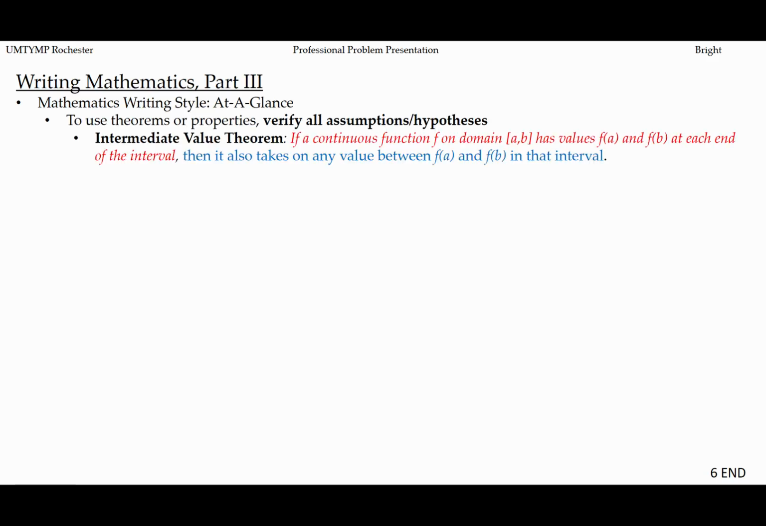The first of which is for us to use when we're ever having to work with theorems or properties. In those instances, we need to make sure to verify all assumptions and hypotheses. Now, this may be a trivial thing, it may be a complicated thing, depending on the theorem that we want to use. Also, just as a general note, this is a good tip for all homework and exams too.